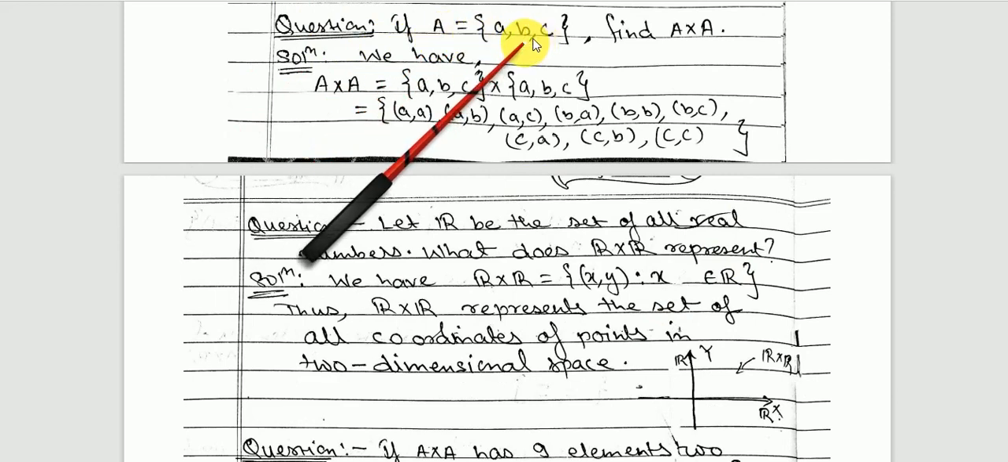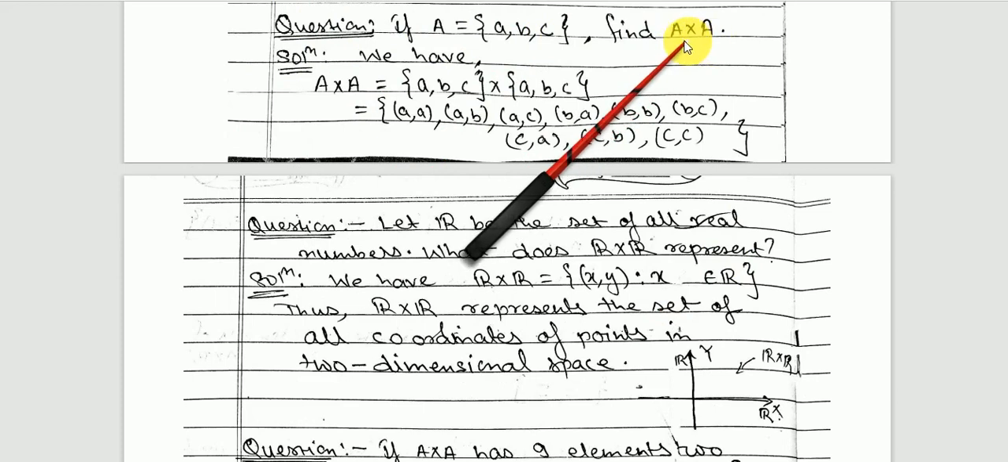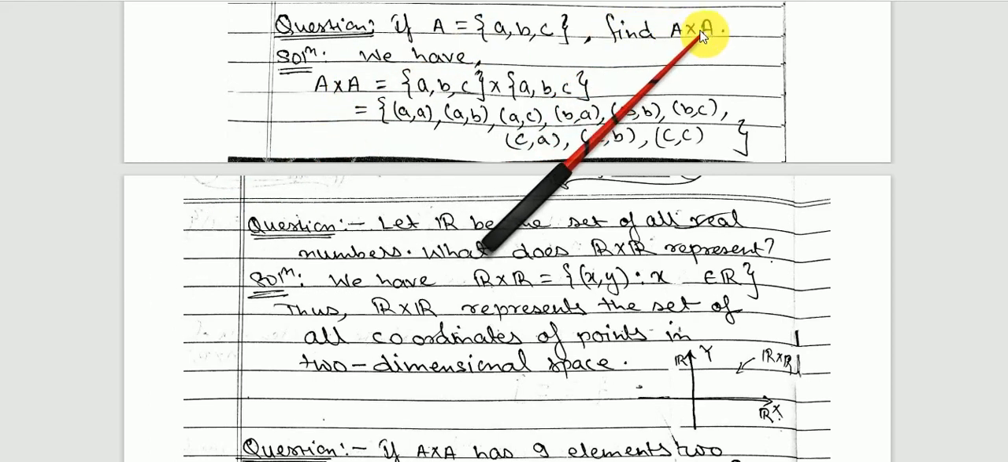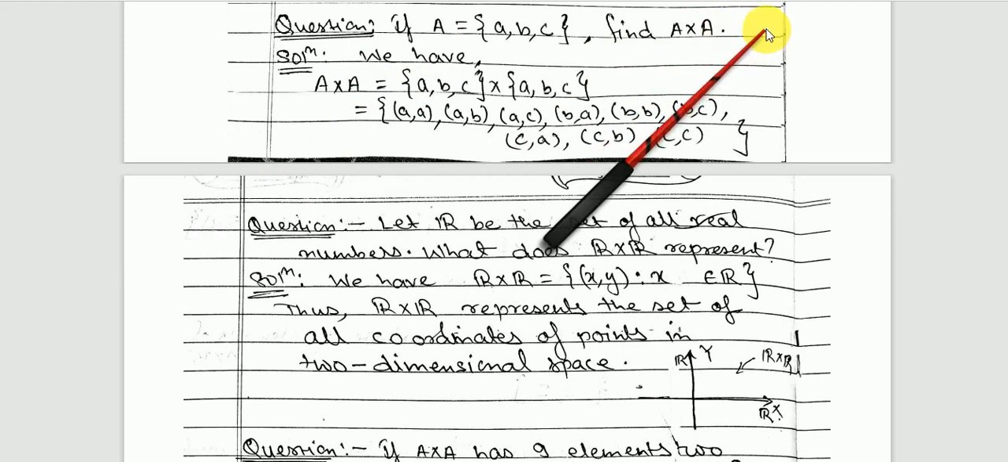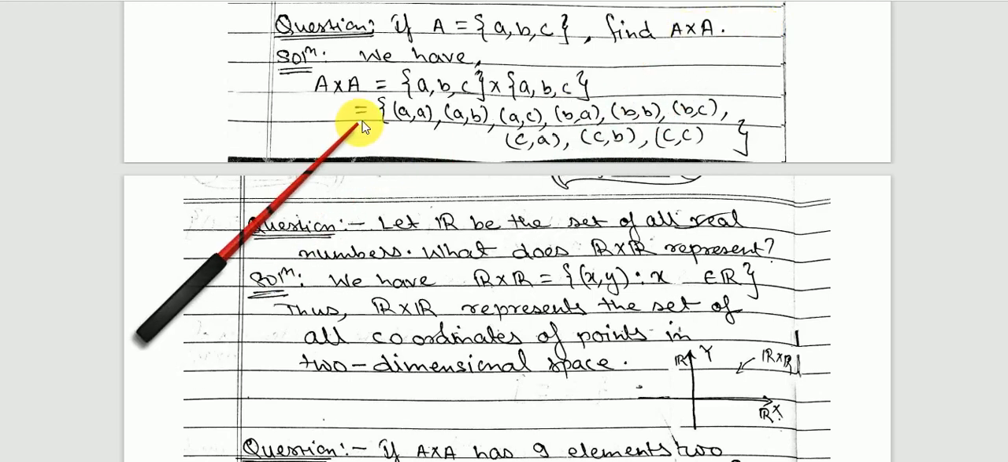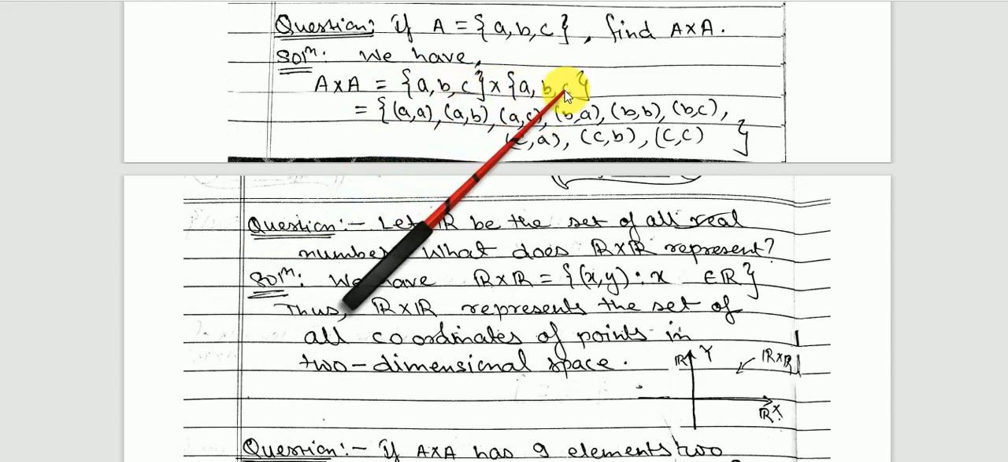Next question is, if we have a set A = {a, b, c}, find A cross A. So here we are finding the Cartesian product between the same set. We have to find A cross A. That means this set will contain ordered pairs (a, b), where the first component is also from A and the second component is also from A. So we have {a, b, c} cross {a, b, c}.